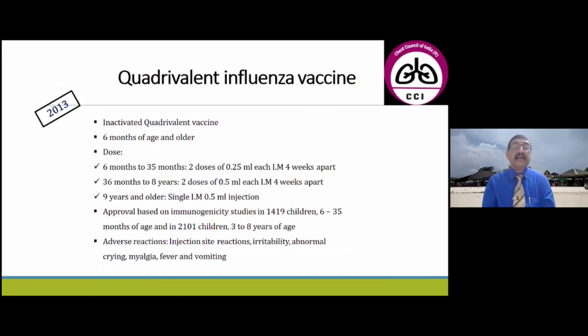Coming to the quadrivalent influenza vaccine, it is an inactivated quadrivalent vaccine. It has to be given at 6 months of age and older. The doses vary as per the age. So 6 months to 35 months, it is 2 doses, 36 months to 8 years, 2 doses, 9 years and older, single IM 0.5 ml injection. Approval based on immunogenicity studies in 1419 children, 6 to 35 months of age, and in 2101 children, 3 to 8 years of age.